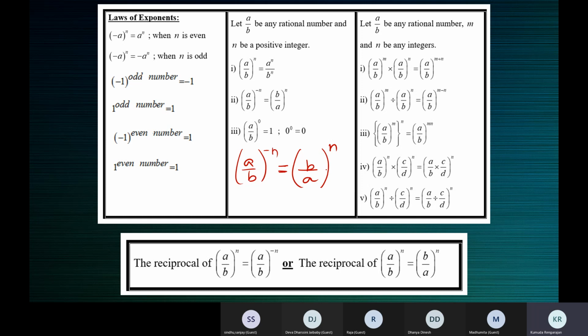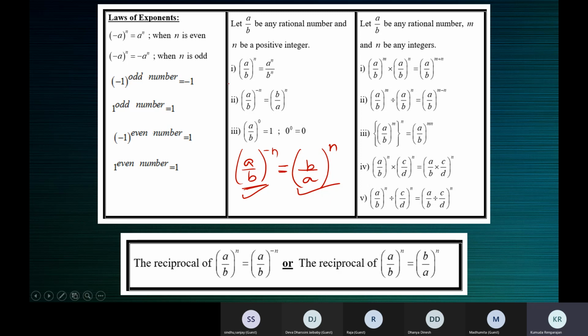These two are the same. See, the two components are the base and power. If you want to write the equivalent of A by B to the power minus n, write the reciprocal of the base, A by B becomes B by A, and write the negative of the power. If the power is minus n, make it plus n. The value of this expression is the same as the value of this expression. A by B, the whole power minus n, is the same as B by A, the whole power n.